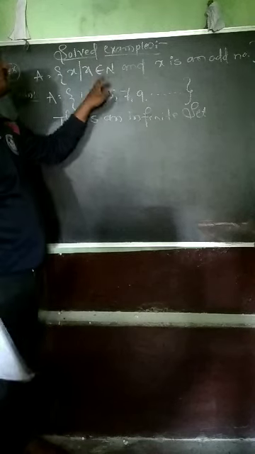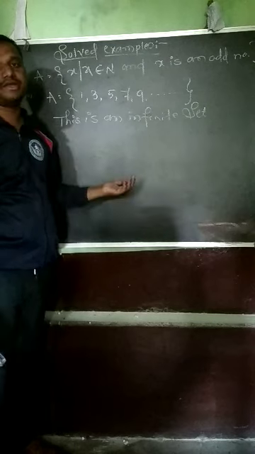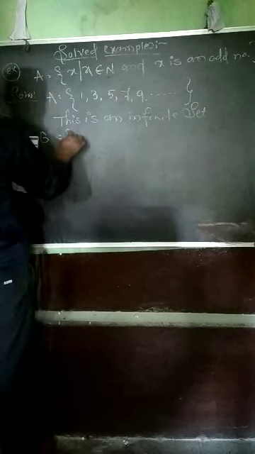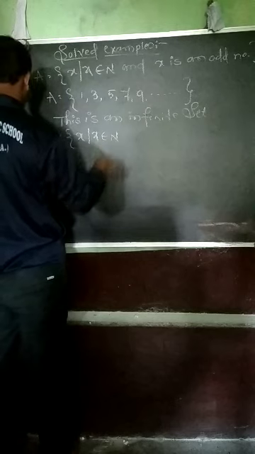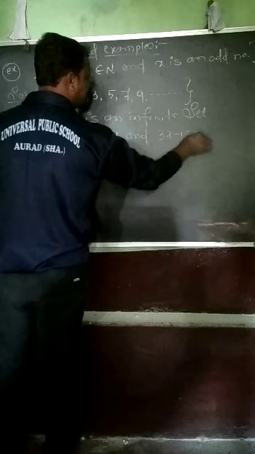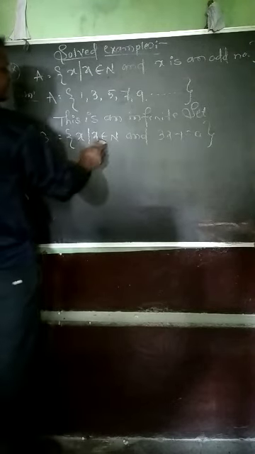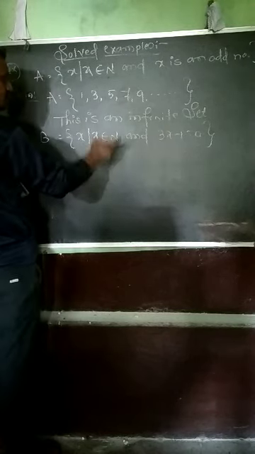Suppose the given x belongs to n and x is an odd number between 1 to 10, then we will be able to count, then it is finite, right? Next, b. It is given x such that x belongs to n and 3x minus 1 is equal to 0. See here, x belongs to n, and n is a natural number, right?